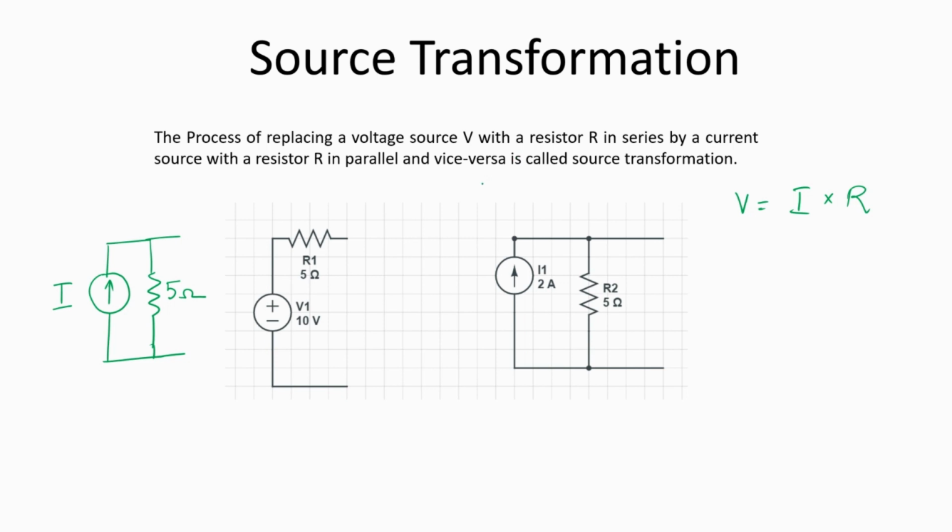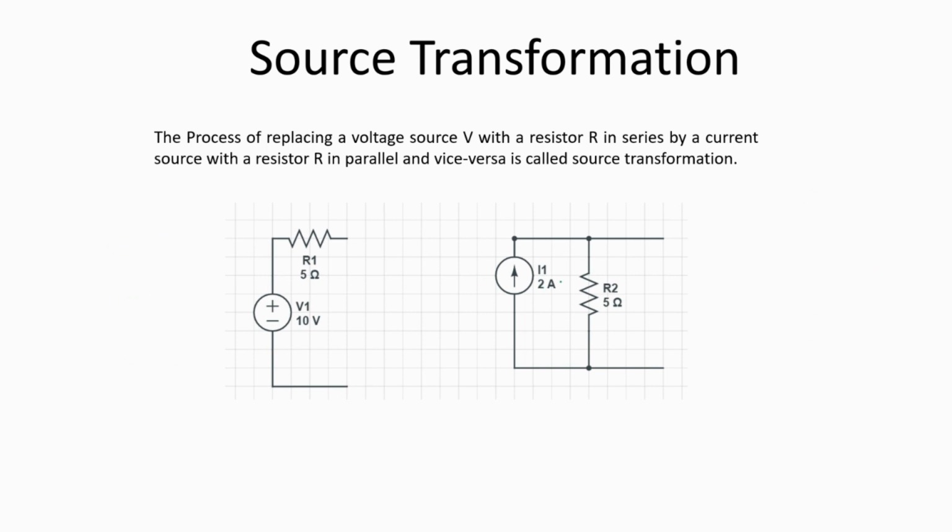So the value of I can be found out as I is V by R. So we know the value of V is 10. We know the value of R, internal resistance, is 5 ohms. So the value of I here is going to be 10 by 5, which is 2 amps. So we can replace this practical voltage source of 10 volts with a 5 ohms internal resistance with a current source of 2 amps with a 5 ohms internal resistance in parallel with it.